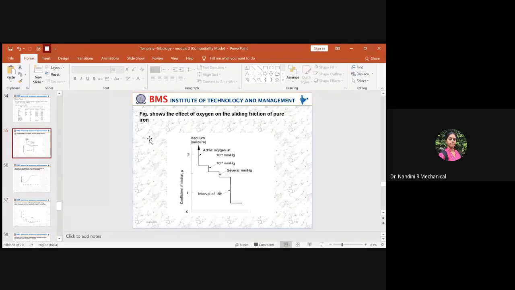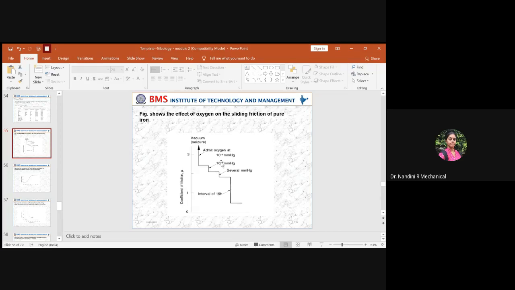Suppose you have an iron on which the oxygen is sliding continuously. How it slides: the oxygen has to touch the surface of the iron, and that could be possible with high pressure. When you subject it to vacuum, you are passing the air under some vacuum, meaning you are pressurizing the gas to pass through the iron.